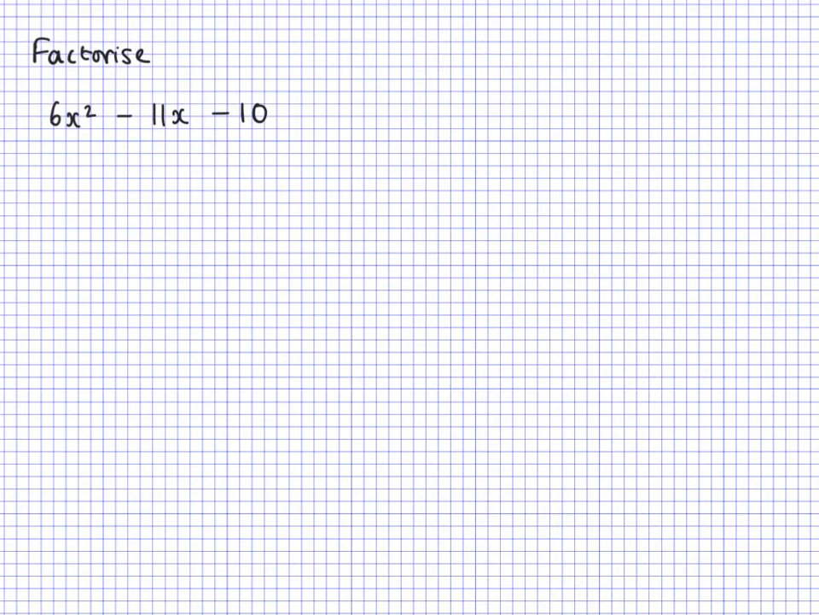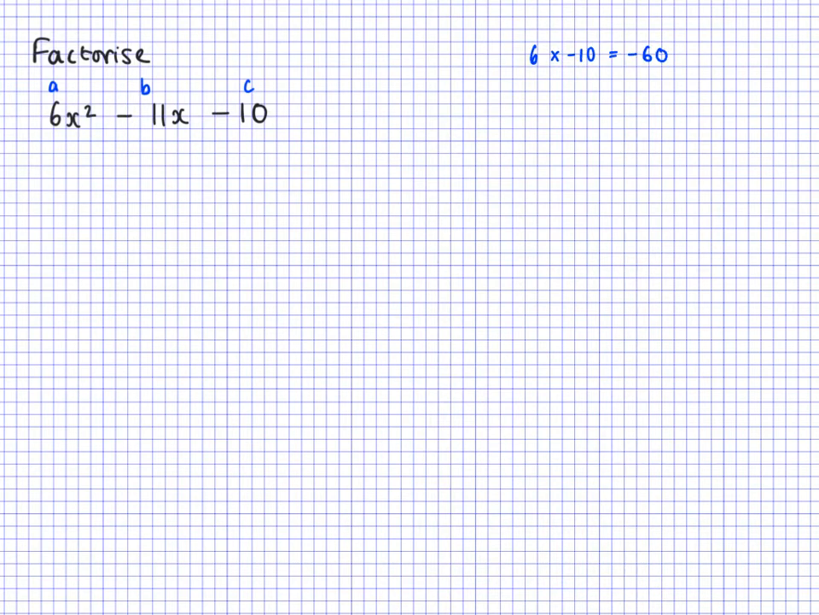So the first thing I want to do is multiply the coefficient of x squared with my constant term, okay? But before I do that, I'm just going to put a small a here, because remember the general form of a quadratic expression, there's an a, b, and a c. Now, my a is 6, my b is negative 11, and my c is negative 10. So I multiply a and c, so that's 6 times negative 10. I'll write it here, that's negative 60.